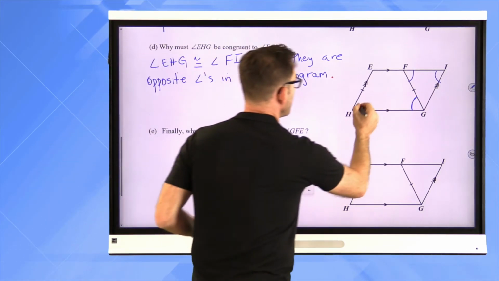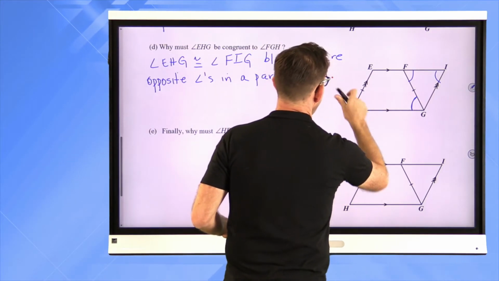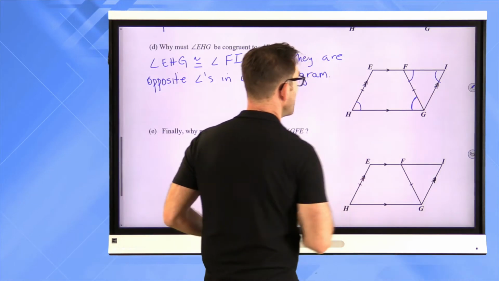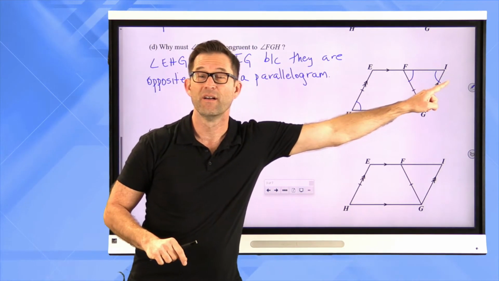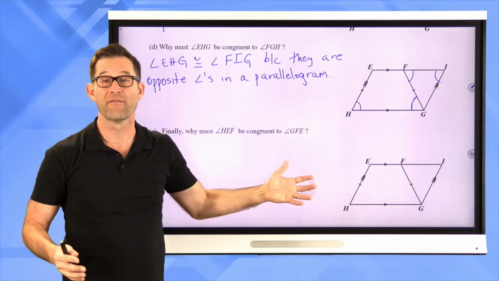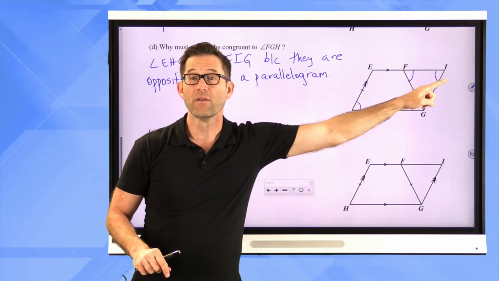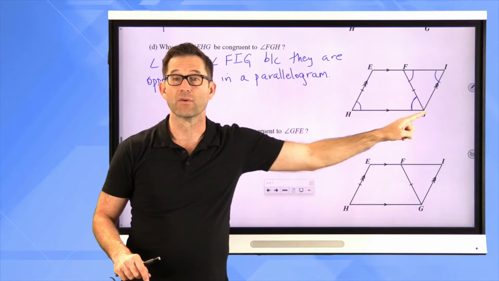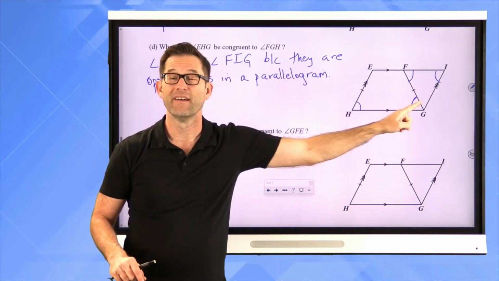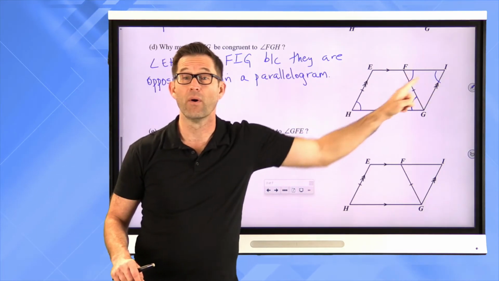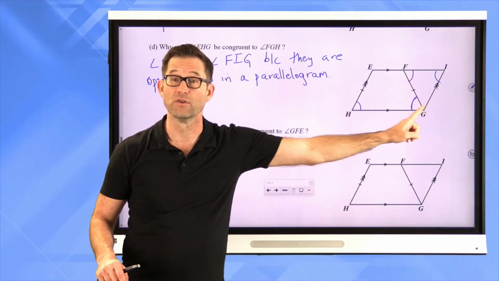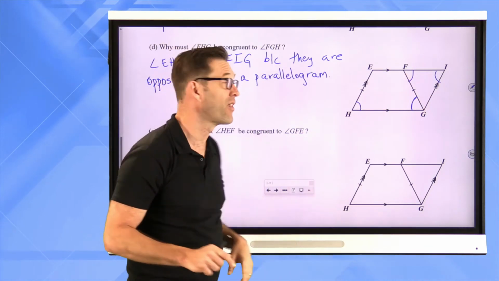So I can say that that angle is congruent to that angle. But now we basically have it, right? That angle is congruent to that angle is congruent to that angle, right? And since that angle is also congruent to that one, these two have to be congruent to each other. So let's write it all out, right?